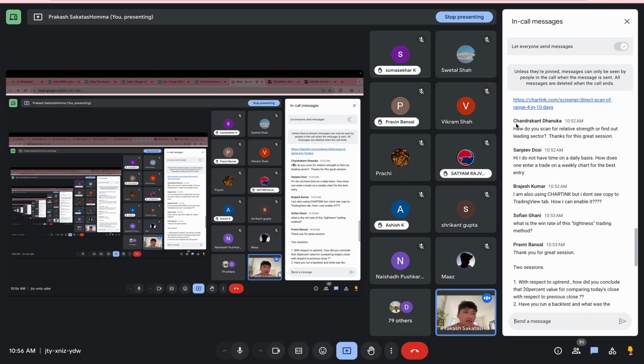How do you scan for relative strength or find the leading sector? This is an out of syllabus question. I will probably address this later if I have more time.